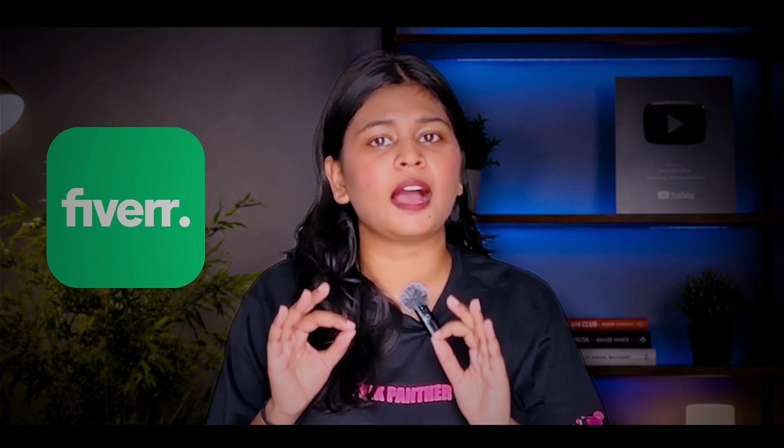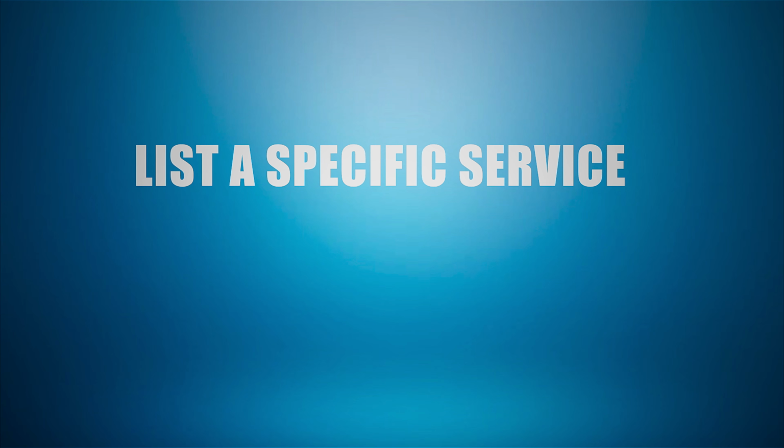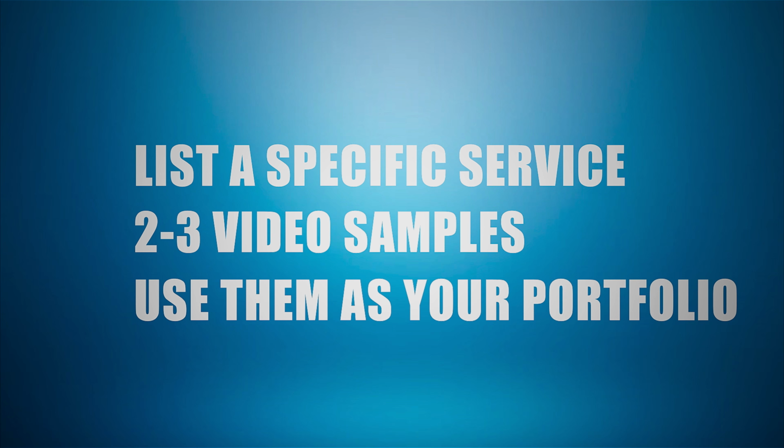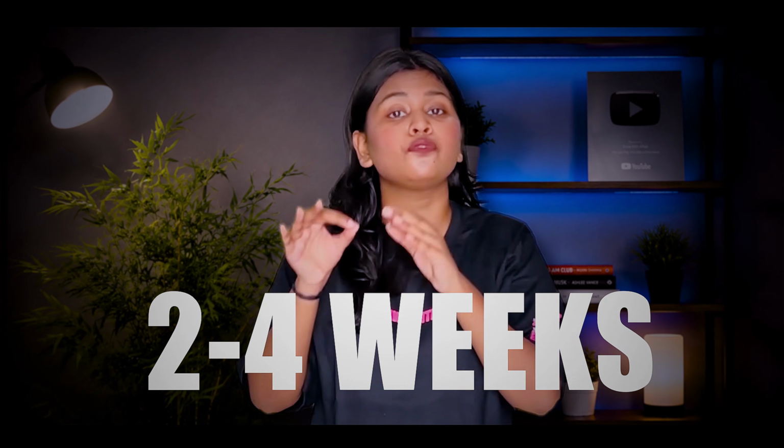Just create a Fiverr or Upwork profile, list a specific service, and actually create 2 or 3 sample videos using Veo or Gemini Omni. Use them as your portfolio. This is the quickest path to your first payment. Some freelancers get their first paid project within 2 to 4 weeks. Now let's move on to the second option.